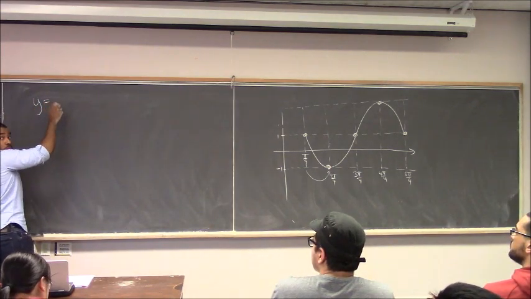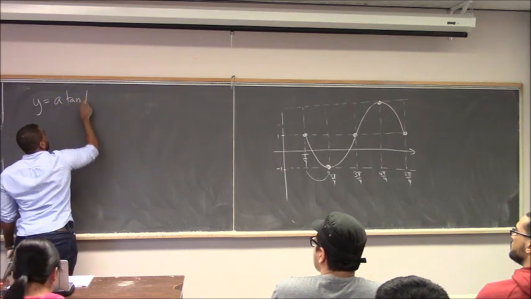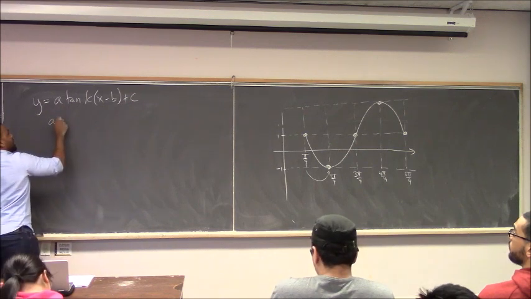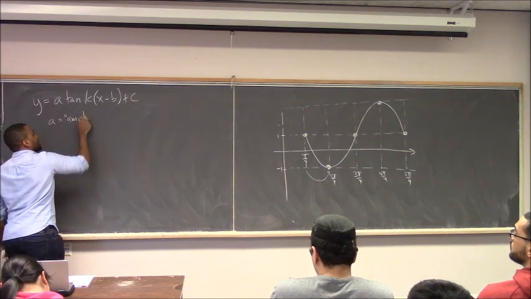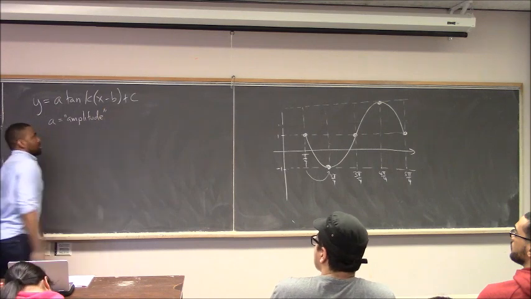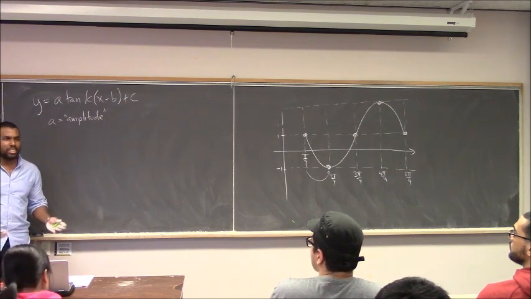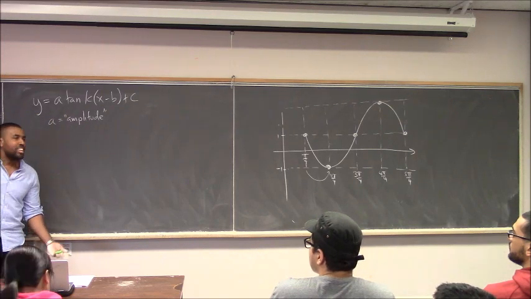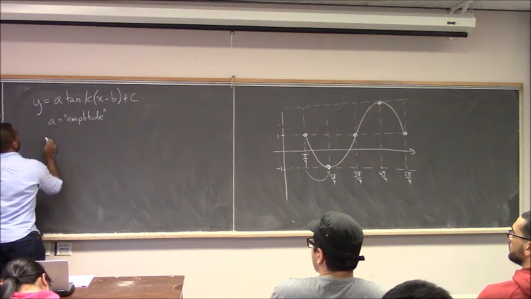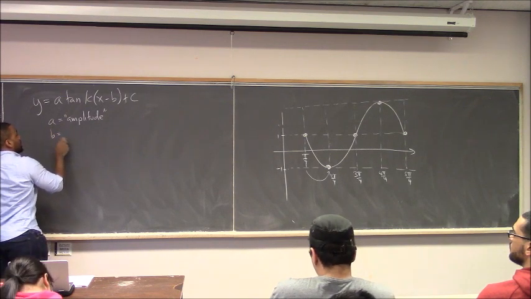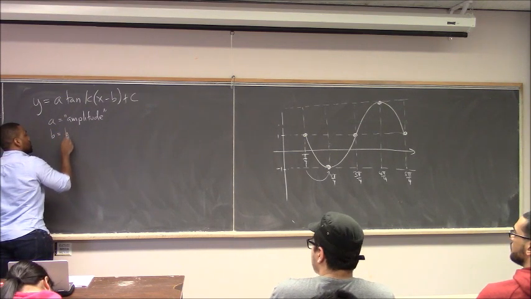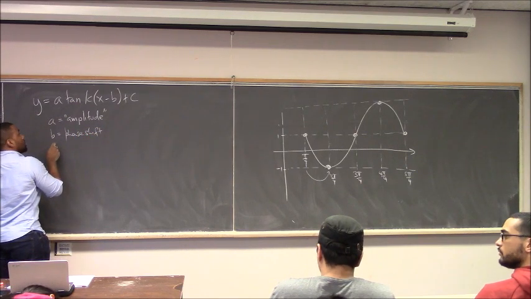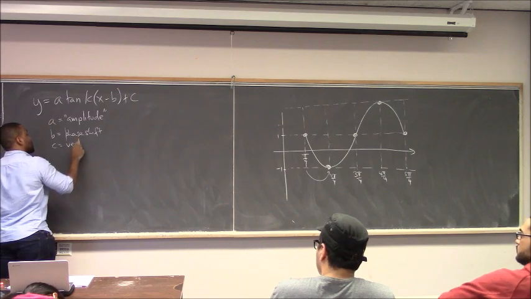So if you have y equals a tangent kx minus b plus c, technically the a is the amplitude. It's kind of like a vice president, it's mostly symbolic, right? Because tangent stretches from positive infinity to negative infinity. What does it mean to stretch it further? You're not going to notice it, right? But the b is also, again, a phase shift. It's a horizontal shift. The c is, again, the vertical shift.